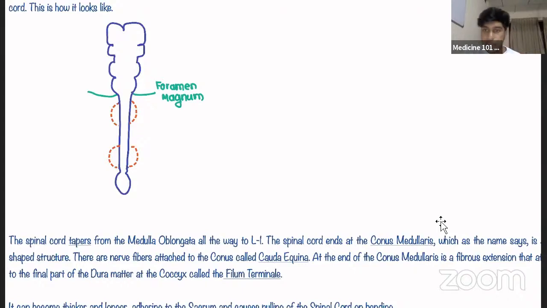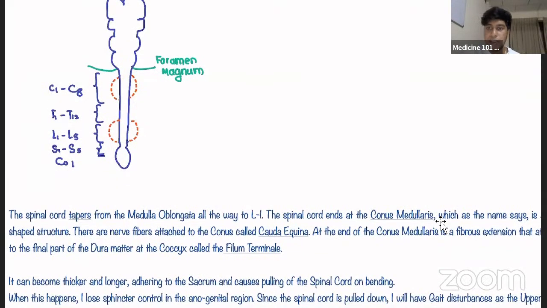So how many cervical spinal nerves are there? Eight. C1 to C8. Then how many thoracic nerves are there? 12. T1 to T12. Then how many lumbar nerves are there? Five. Then sacral? Five. S1 to S5. And a single coccygeal nerve. Okay? This is something you need to know. It's 8, 12, 5, 5, 1. Okay?